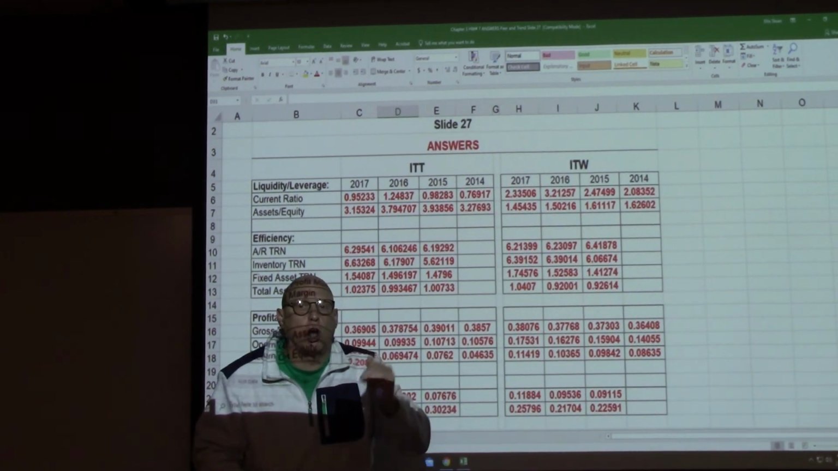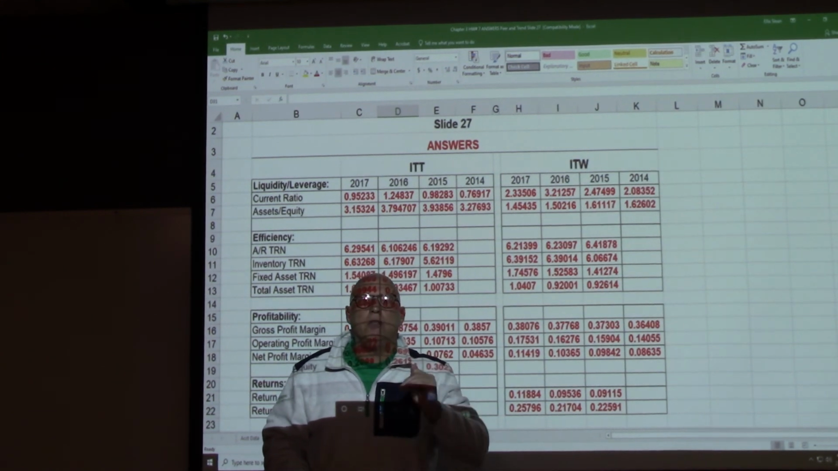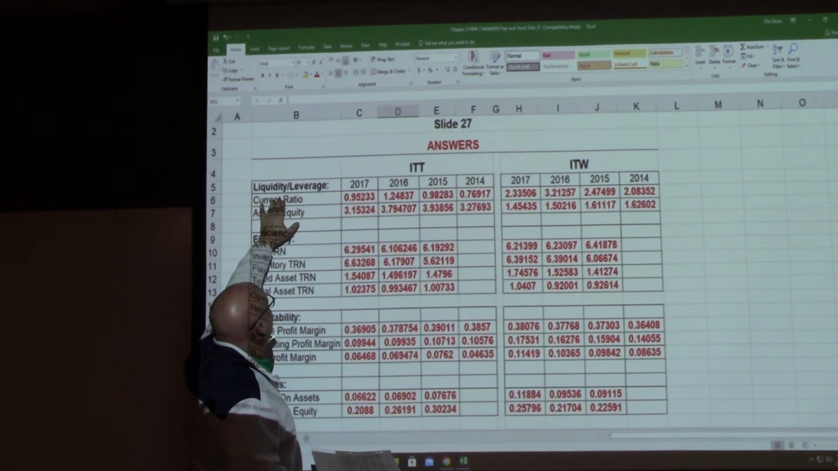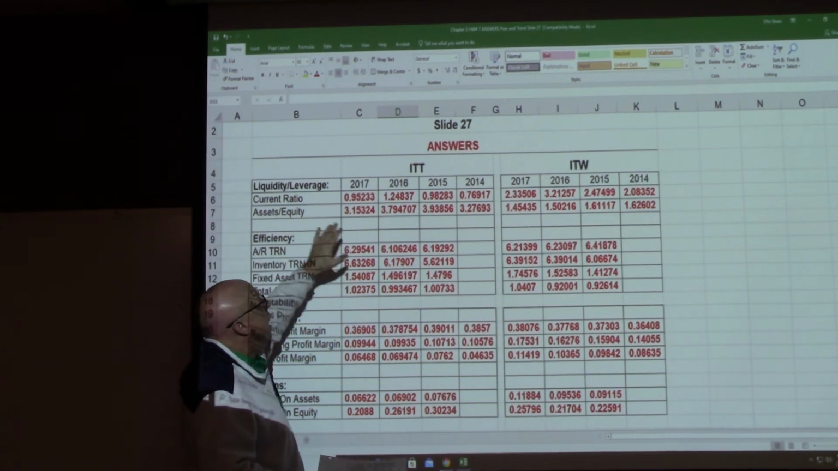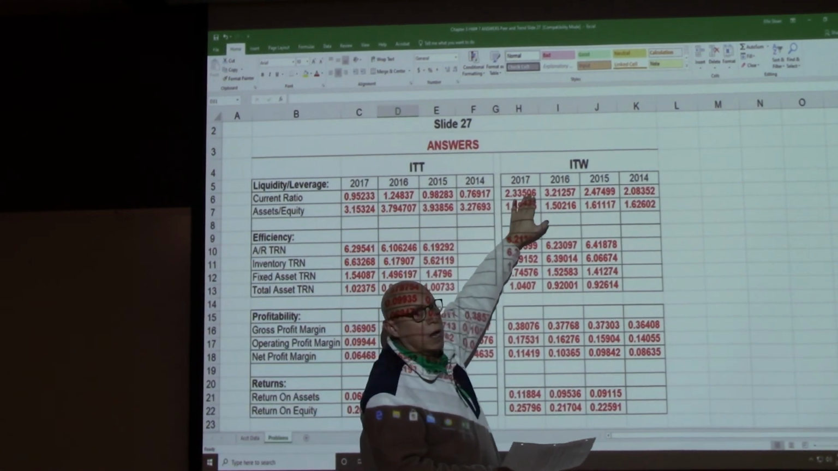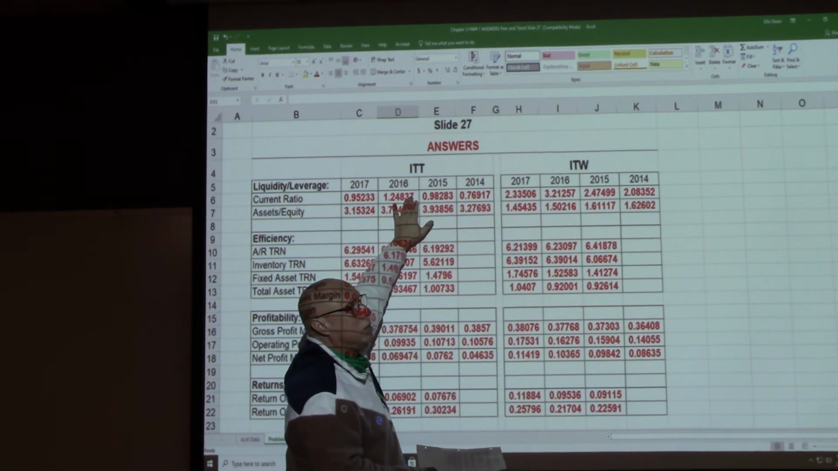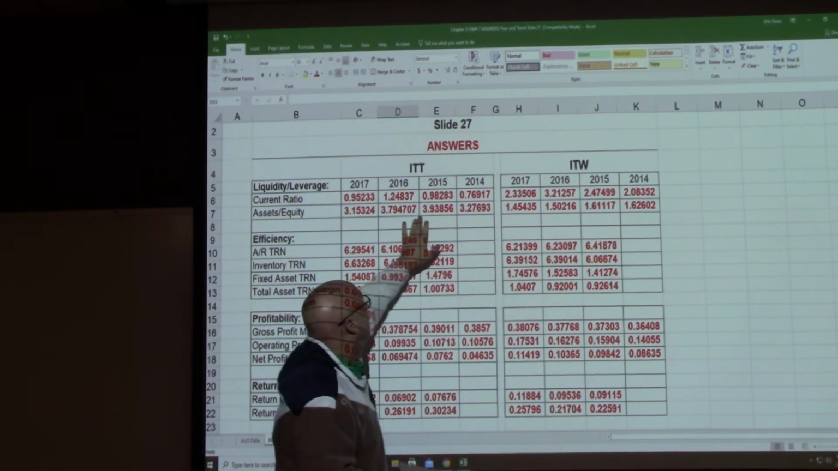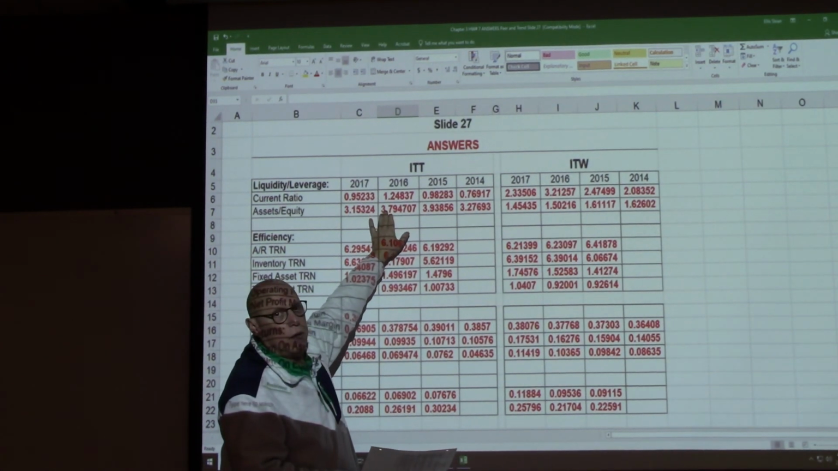So the companies clearly have a very different philosophy when it comes to liquidity and leverage. ITW believes in having a lot of liquidity. ITT does not. ITW believes in low leverage. ITT believes in high leverage.